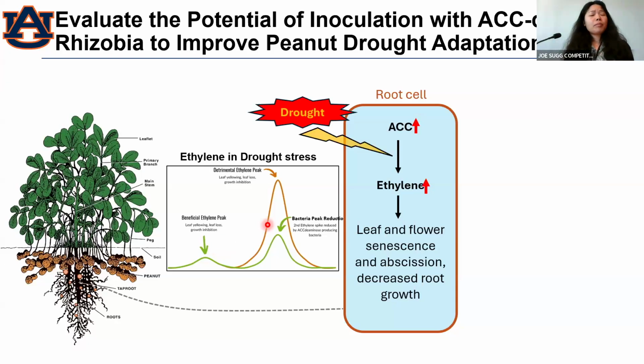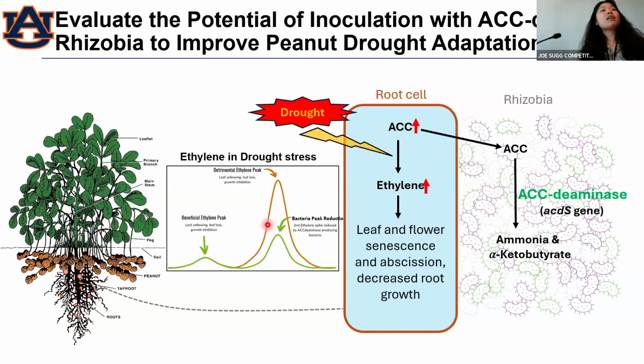But we know plants are not stupid, they're really smart, they know how to look for help. There are some rhizobia in the soil that contain a very special enzyme called ACC deaminase, which is encoded by acdS genes. This enzyme can break down ACC into ammonia and alpha-ketobutyrate. The ammonia and alpha-ketobutyrate provide energy for the rhizobia in the soil, but also reduce the magnitude of the secondary ethylene production by around 50 to 90%.